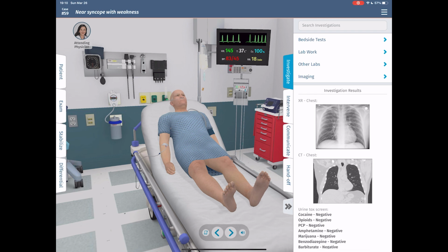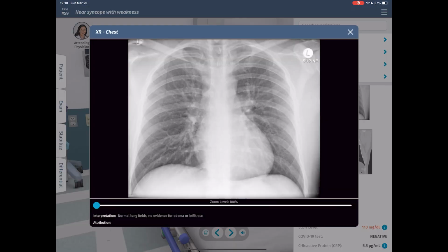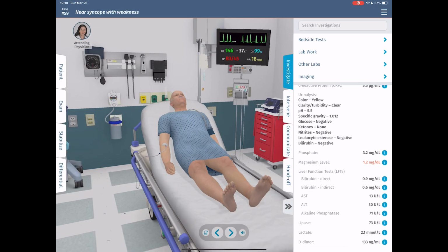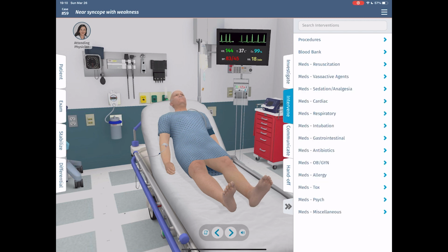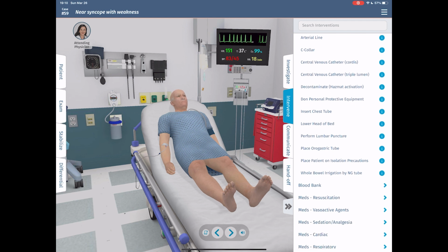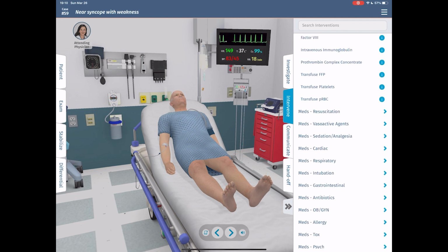If we click the chest CT, it says it's normal. And when we click the chest x-ray, it says it's normal, so his chest is fine. Now we can click intervene. This is where we have some procedures, like if he needed a chest tube, a lumbar puncture, or if we wanted to lower the bed. We can give him different blood bank items. There's a lot of meds.